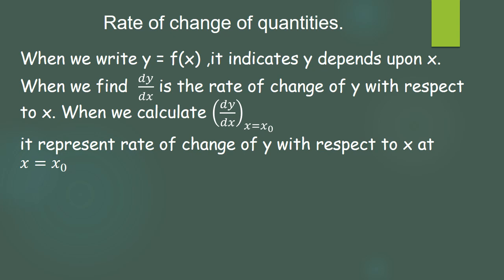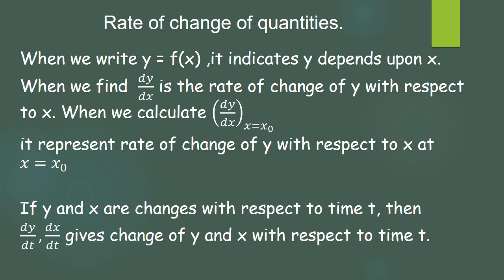When we calculate dy by dx at the fixed point x is equal to x0, that is called the rate of change of y with respect to x at that fixed value. Now if y and x are changing with respect to time t, then dy by dt and dx by dt give the change of y and x with respect to time. Understand this. We will take one example.